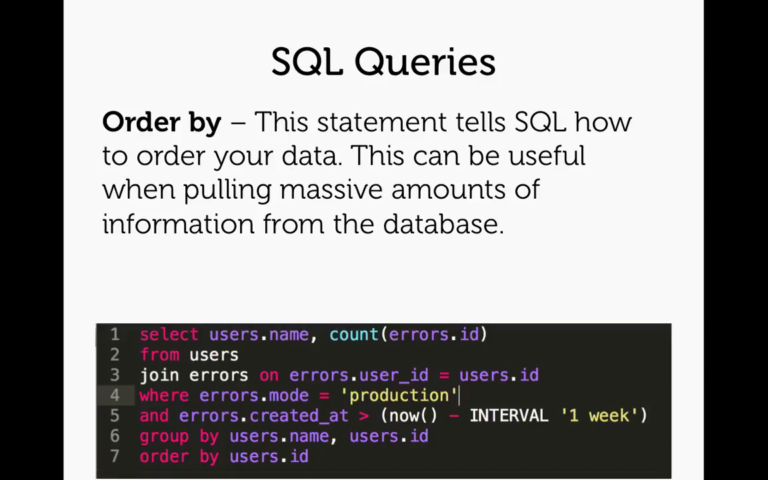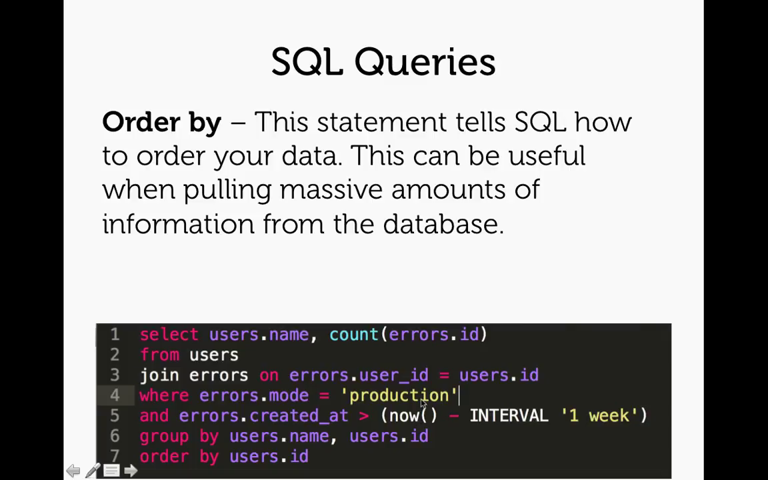This can be really useful when pulling massive amounts of information from a database. Again, this is also similar to a sort function in Excel. So this is saying, here is the data I want. Here is where that data is living. Here are the other columns that I want access to for this SQL query. Here is the way I want to filter that data. So the errors are created at between now and 1 week, so any time between now and 1 week ago.